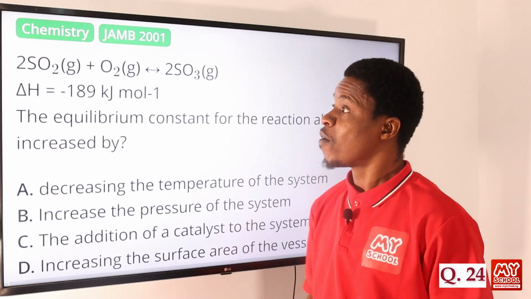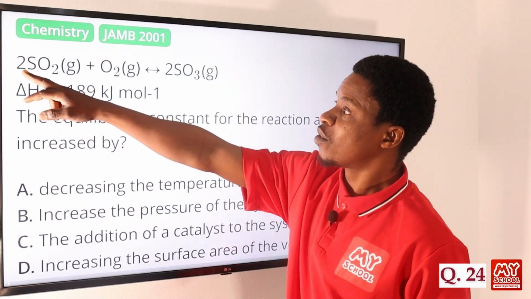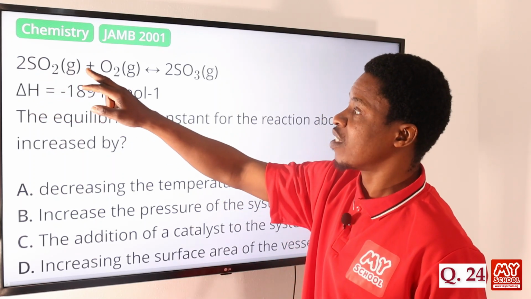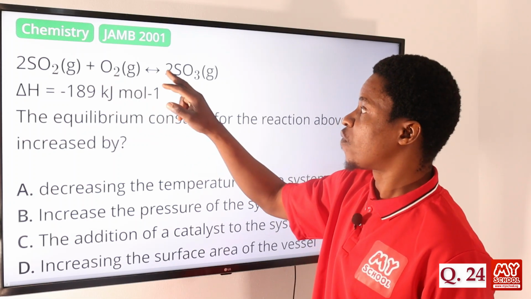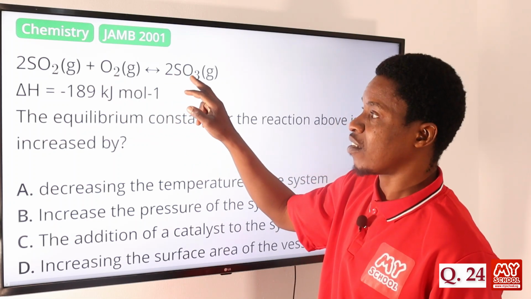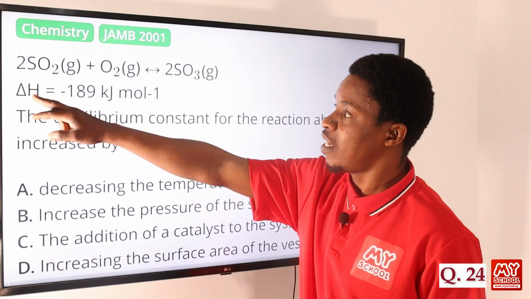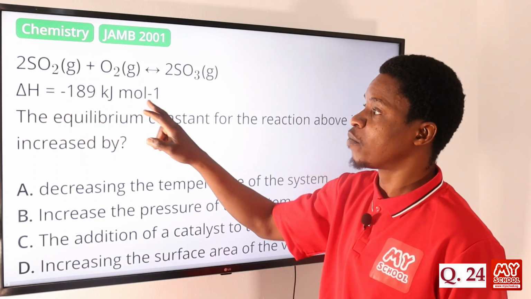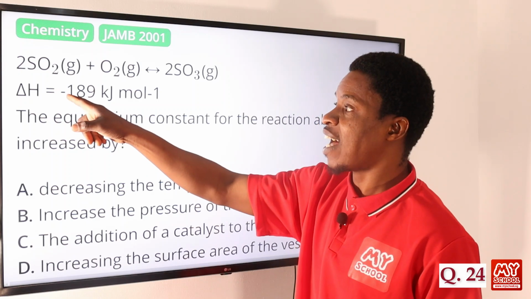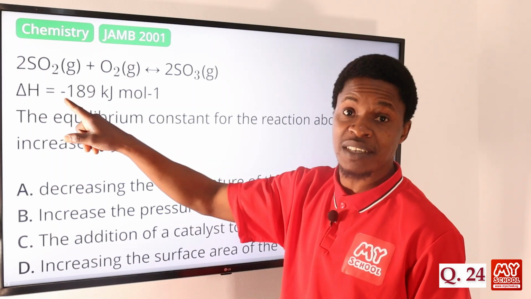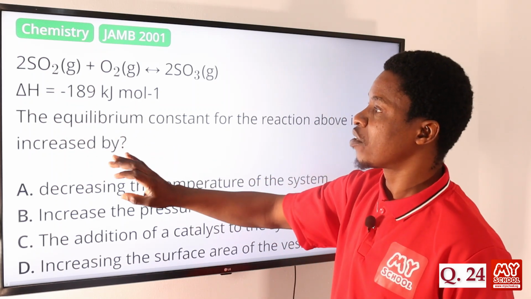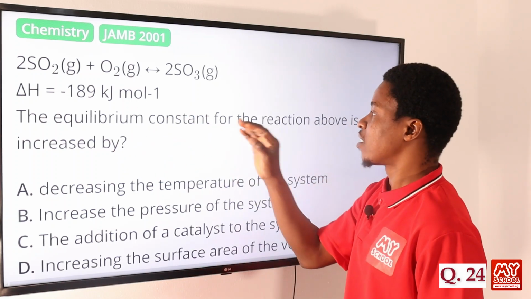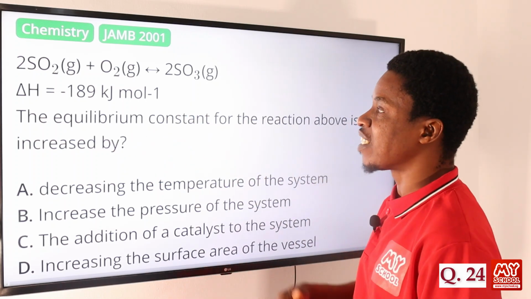Question number 24. We have 2 moles of SO2 reacting with oxygen, O2, to form SO3. And then the delta H is negative 189 kilojoules per mole. So this is an exothermic reaction, because this is a negative value. The question says that the equilibrium constant for the reaction above is increased by what?